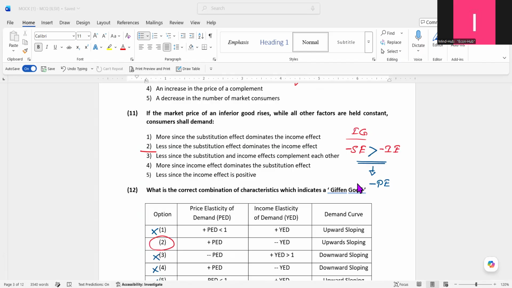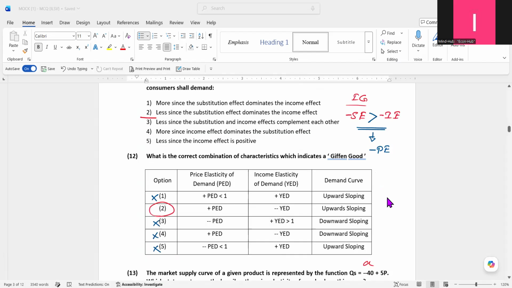Not because of the income effect, no, the income effect goes against the law of demand for inferior goods. Inferior goods are according to the law of demand, not because of the negative income effect. No, it's because of the negative substitution effect. And the substitution effect is not only supporting the law of demand, it's more powerful or dominant than the income effect. So the correct answer is number 2. Less, since the substitution effect dominates the income effect. That's why inferior goods are according to the law of demand.